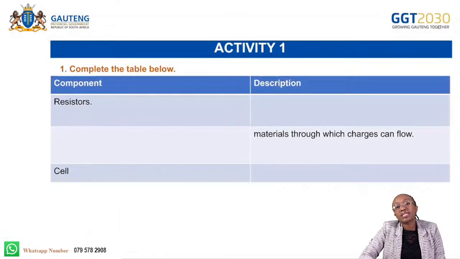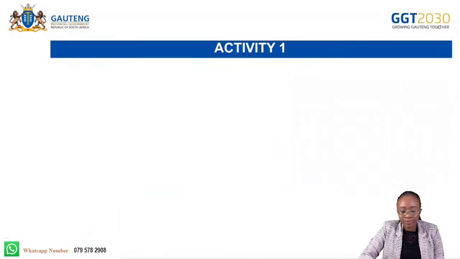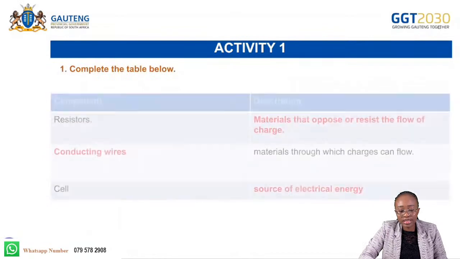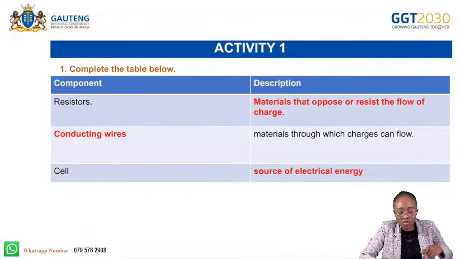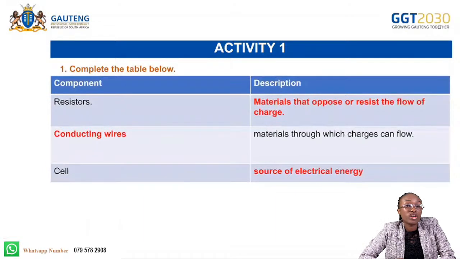Welcome back, learners. Let's answer these questions together. Complete the table below. Under component, I had resistors. These are materials that oppose or resist the flow of charge. Conducting wires, these are materials through which charges can flow. A cell is a source of electrical energy. Take 1 minute to copy down these corrections, then after 1 minute we will continue with our lesson.